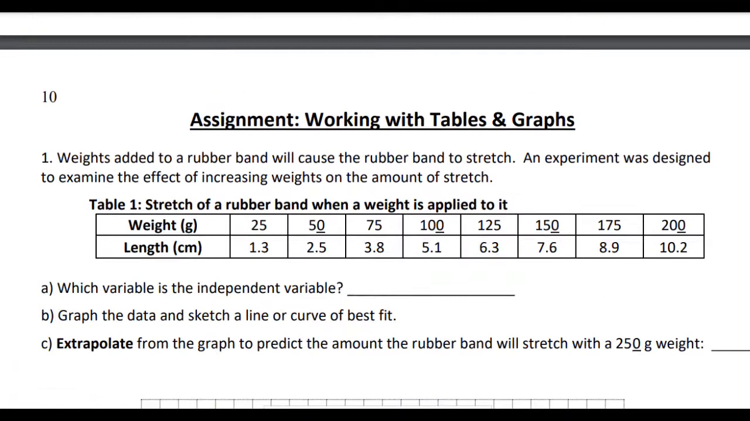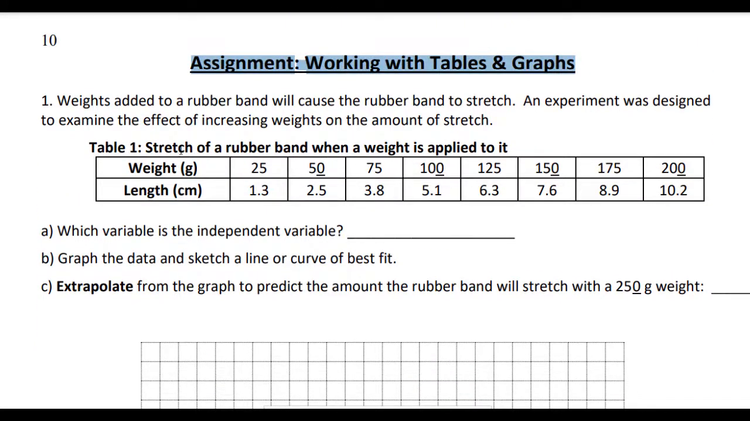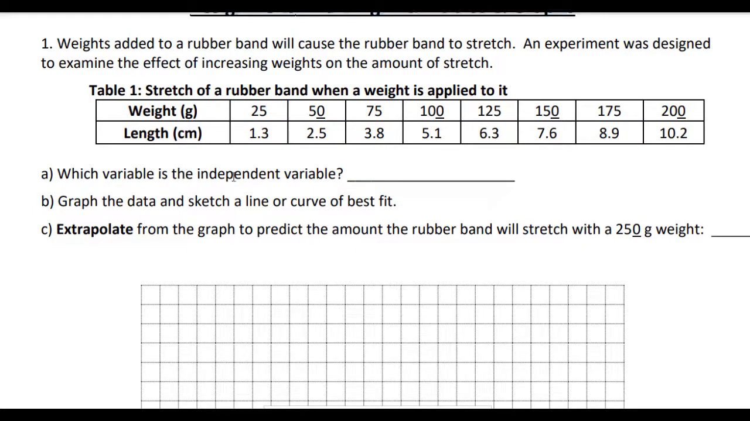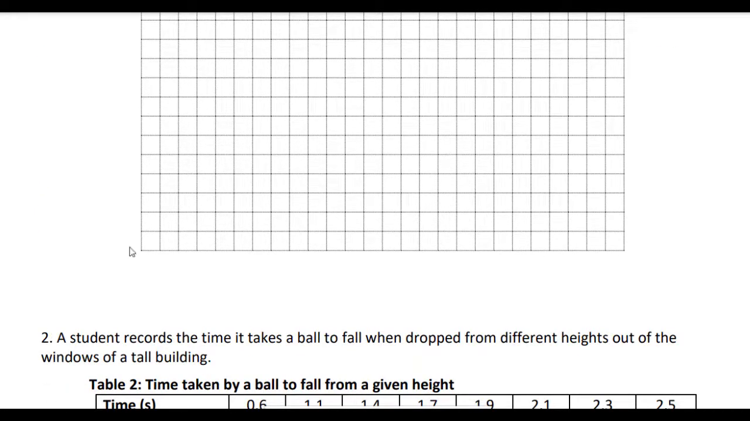So now what I'd like you to do is to do this assignment right here, working with tables and graphs. And what you're going to do is, using this data, you're going to determine, first of all, which one do you think is the independent variable. You have to choose that first because your independent variable is going to go along the bottom and your dependent variable has to be written along the side.